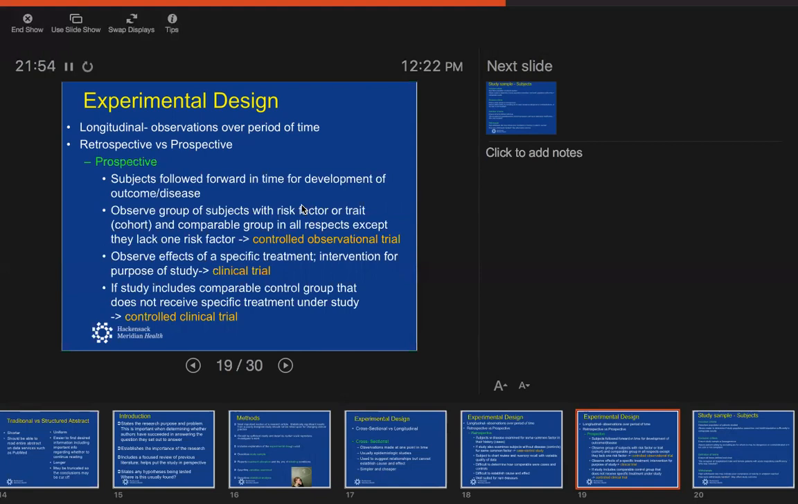If you have a group that you're following who are similar in all regards, but they lack one particular risk factor, then this would be a controlled observational trial, where you're following subjects who have one risk factor and subjects who do not have that risk factor, and following them for development of an outcome. And you're not making any intervention, you're just following them. So that's a controlled observational trial. If you intervene, if you give a treatment for the specific purpose of a study, then that becomes a clinical trial. And if you have a control group that doesn't receive that treatment, then that's a controlled clinical trial.